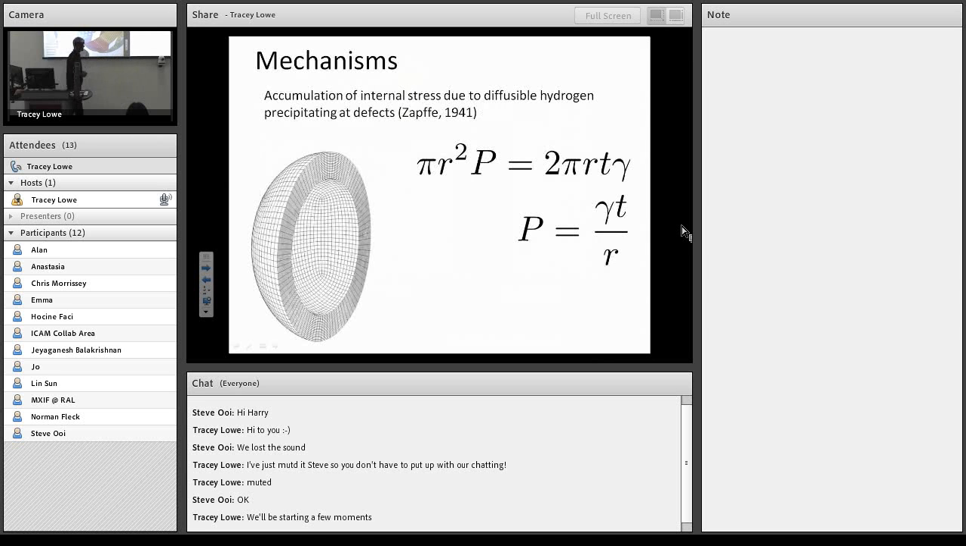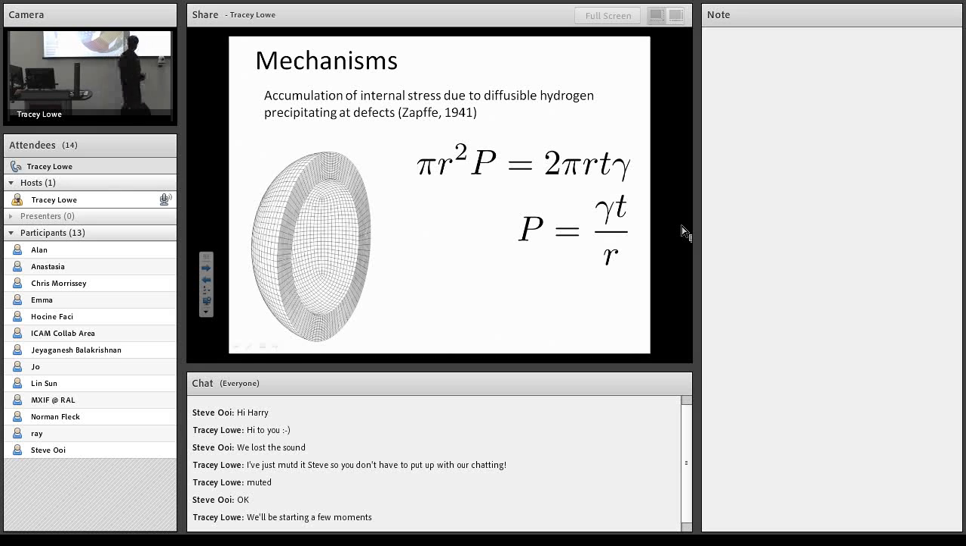This is another classical mechanism where hydrogen migrates to points where there are stress concentrations, and there it might convert itself into hydrogen molecules, precipitate, and so forth. And when that void that you create, which is full of hydrogen, is small, then the pressure in there is enormous. Just like when you start to blow a balloon, it's very difficult at the beginning, but as the balloon becomes larger, it's easier and easier.